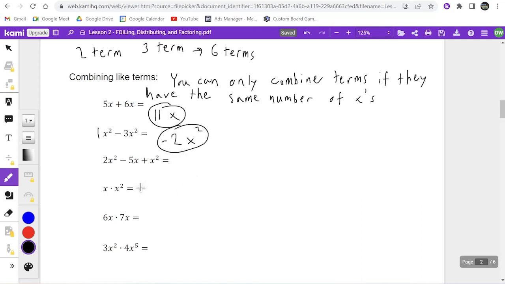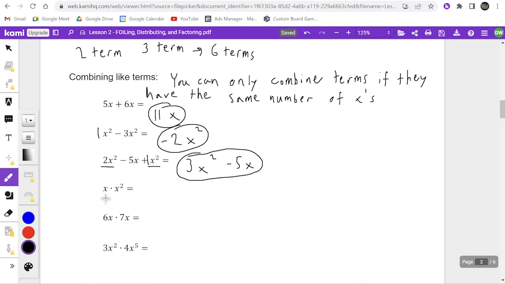Now for the next one, you really got to think about this one. 2x squared minus 5x plus x squared. The only 2 you can add together is 2x squared and this 1x squared. That will give you 3x squared. And then what do you do with the minus 5x? Well, you just put that at the end, just like that. And there you go.